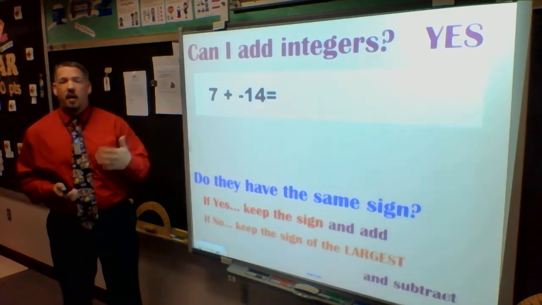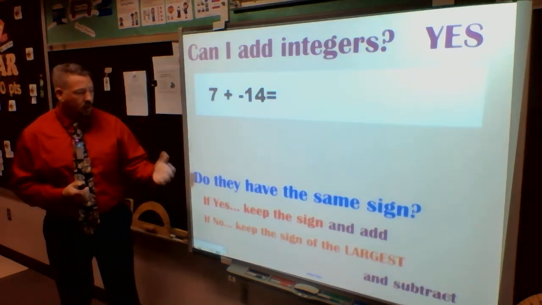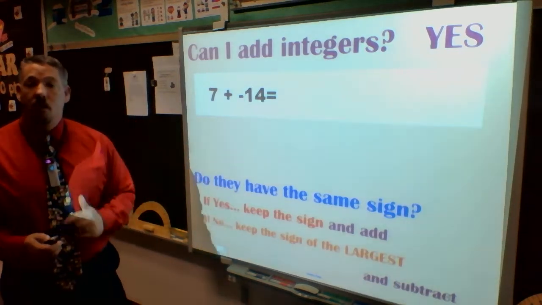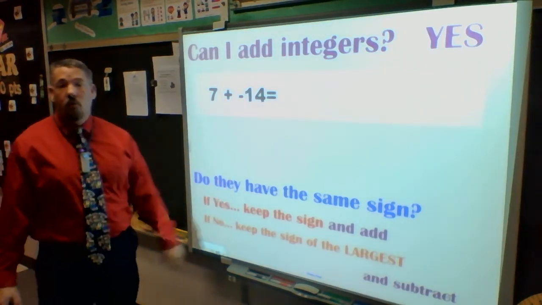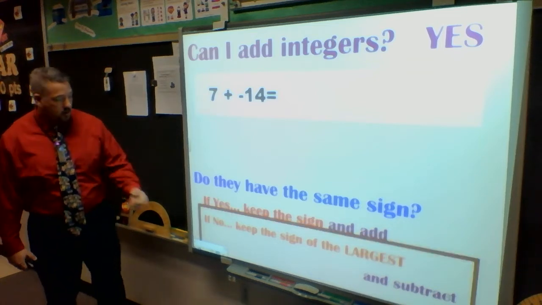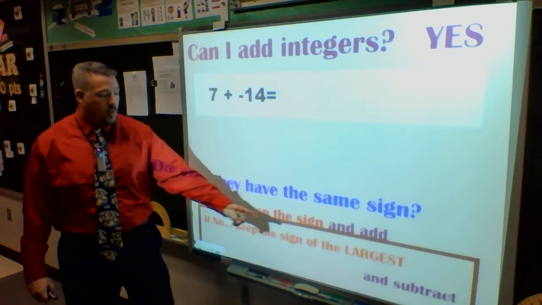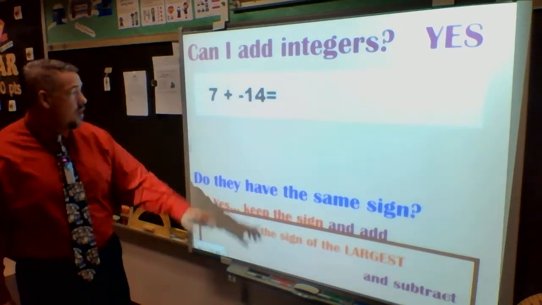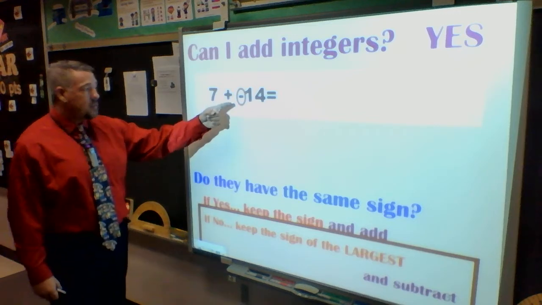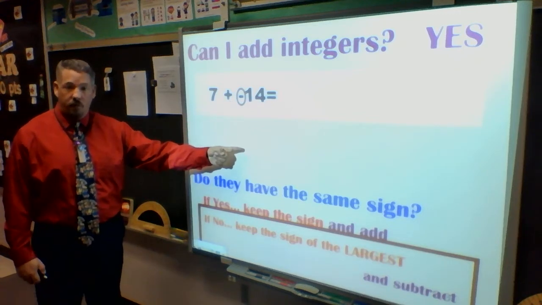So here's another example. I have 7 plus negative 14. So I'm going to go through my questions. Can I add integers? Yes, I can. Do I have the same sign? I don't. So what am I going to do? Well, if I don't have the same sign, then I'm going to look for the largest number, the largest digits, which is 14, and I'm going to keep that sign. If I keep that sign, then I know my answer is going to be negative.